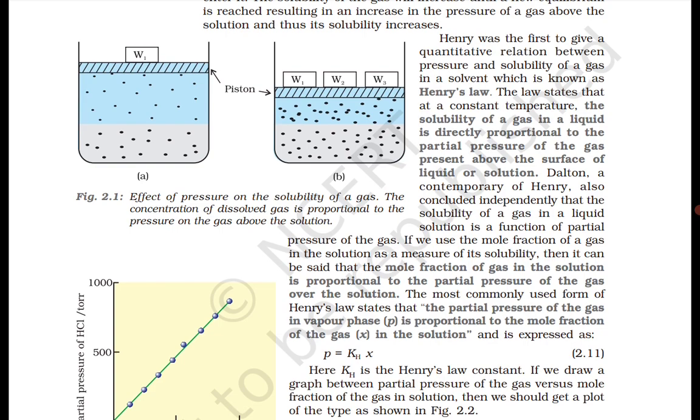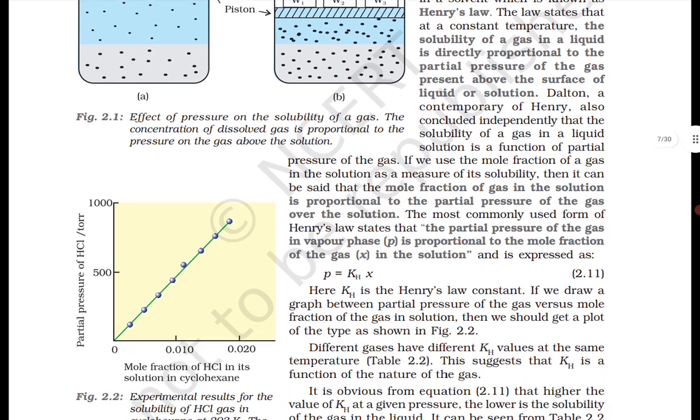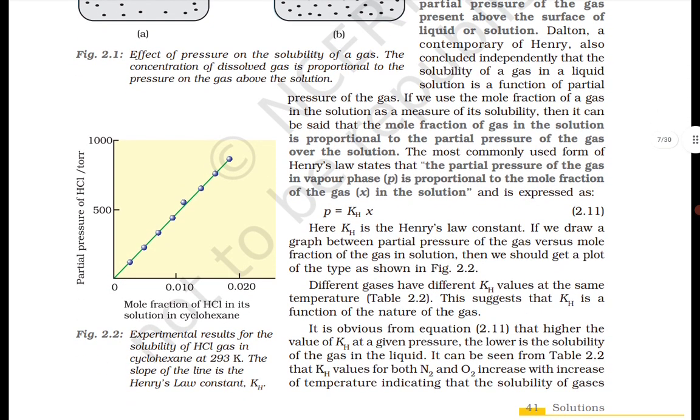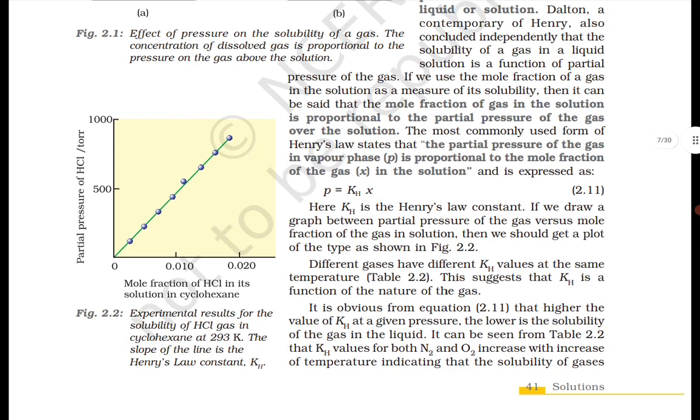Dalton, a contemporary of Henry, also concluded independently that solubility of a gas in a liquid solution is a function of the partial pressure of the gas. If we use the mole fraction of a gas in the solution as a measure of its solubility, then it can be said that the mole fraction of the gas in the solution is proportional to the partial pressure of the gas over the solution.